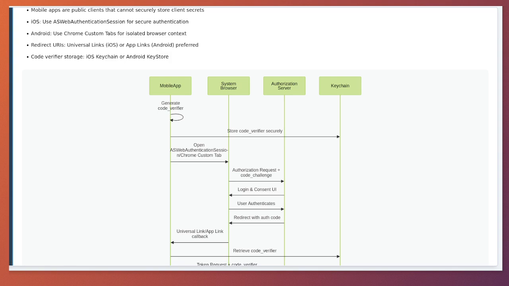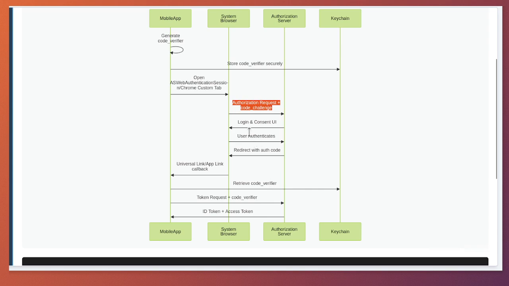The complete mobile PKCE flow involves several coordinated steps. First, your application generates the code verifier and computes the code challenge. It stores the verifier securely and constructs the authorization URL with all required parameters, including the code challenge. The application then initiates a web authentication session on iOS or Chrome Custom Tabs on Android, passing the authorization URL. The user is taken through the authentication and consent flow in this secure browser context.